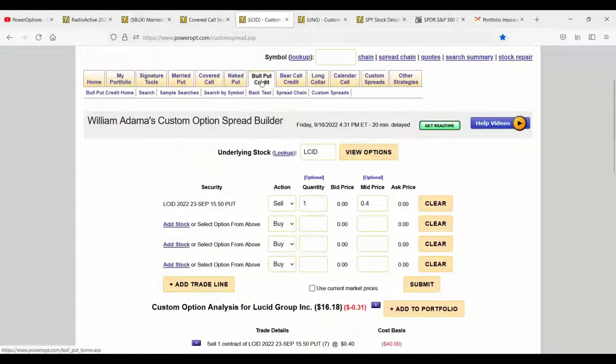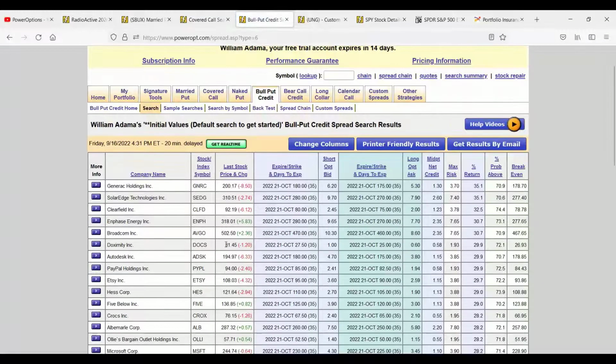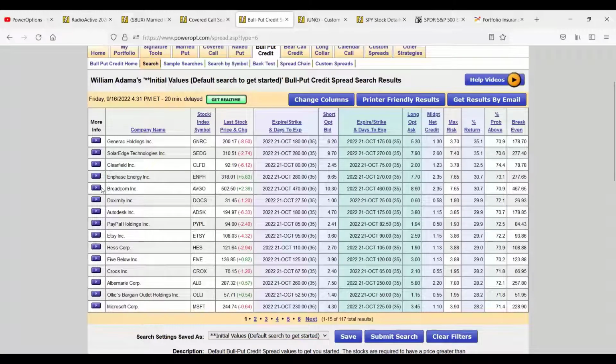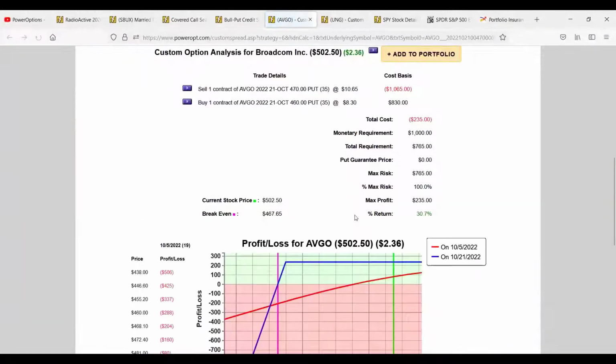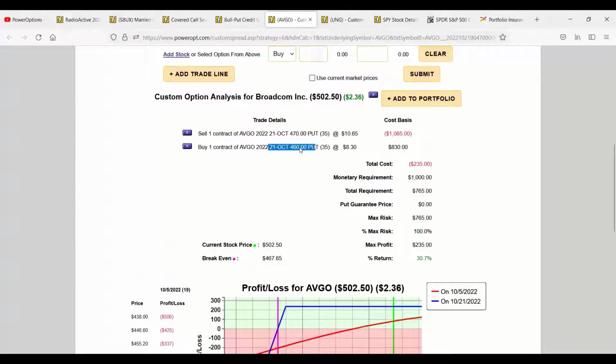Now, if I was doing bull put credit spreads, which I probably wouldn't be doing right now in this market with things we know that are coming up next week. Sorry, folks, I was trying to avoid that one. Let's take Broadcom. And let's go to the profit and loss chart. 21st of October is pretty far out. No, I was on a monthly. I wasn't on the weekly.